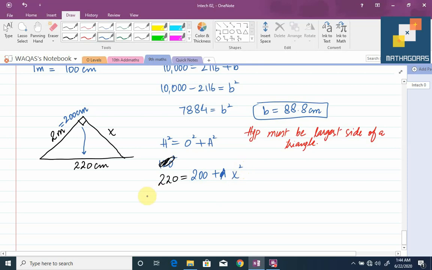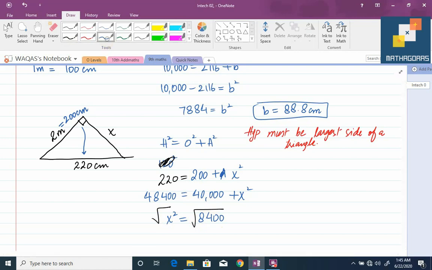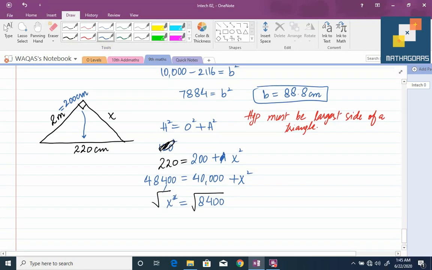220 square is 48400 is equal to 200 square, which is 40,000, plus x square. So 48400 minus 40,000 gives you an answer of 8400. The last step, again, you need to apply root on both sides. So root of 8400 is 91.65, right? And our answer is in centimeters, right?